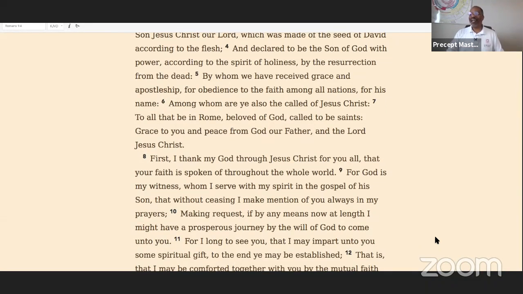And it says, I thank my God through Yahweh the Messiah for you all, that your faith is spoken of through the whole world. So it's spoken throughout the whole world. For God is my witness, whom I serve with my spirit. You see how Paul, when you get real specific, how he says, the only way you can serve him is how? The spirit and truth. Paul telling you, I serve him with my spirit. In the gospel, in the message of his son.